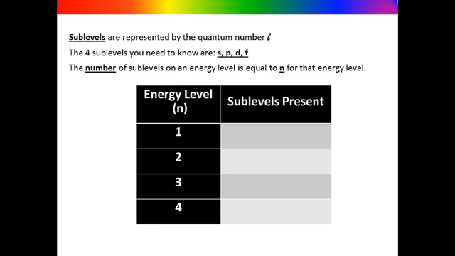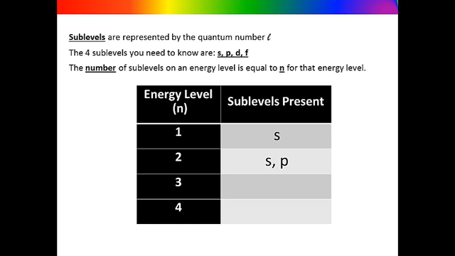energy level. So energy level 1, where N equals 1, has only one sublevel, which is the S sublevel. Energy level 2, where N equals 2, has two sublevels, an S and a P. The S sublevel for energy level 2 is larger than the S sublevel for energy level 1, so the electrons are able to move farther away from the nucleus.